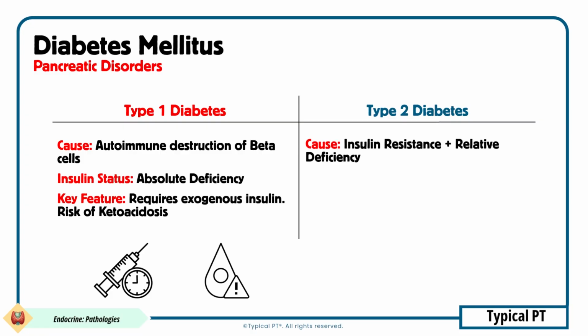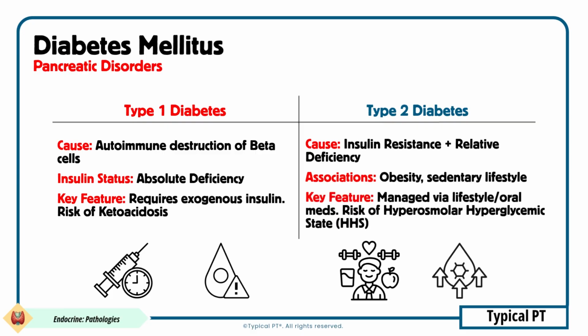Body cells do not respond properly to insulin, and the pancreas cannot compensate adequately. This condition is closely linked to obesity and low physical activity. Treatment begins with lifestyle modifications and oral medications, with insulin added if needed. The main acute risk is hyperosmolar hyperglycemic state.